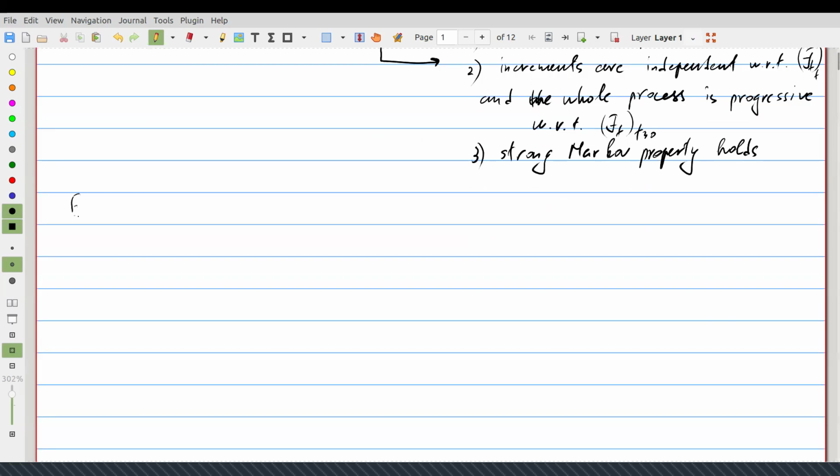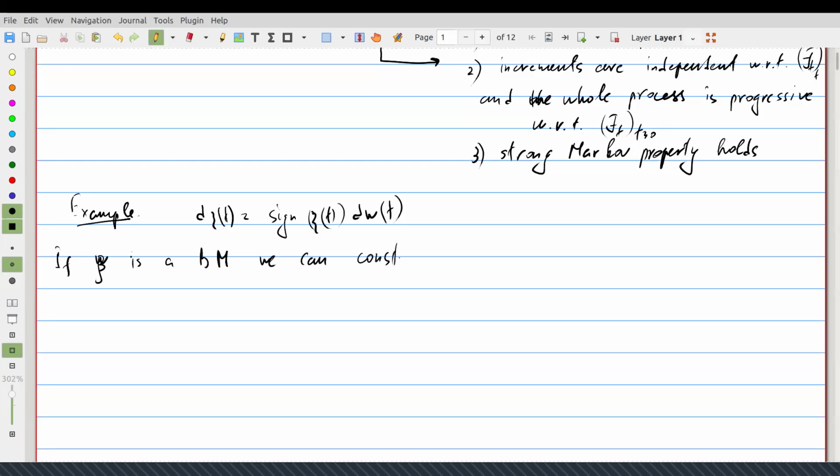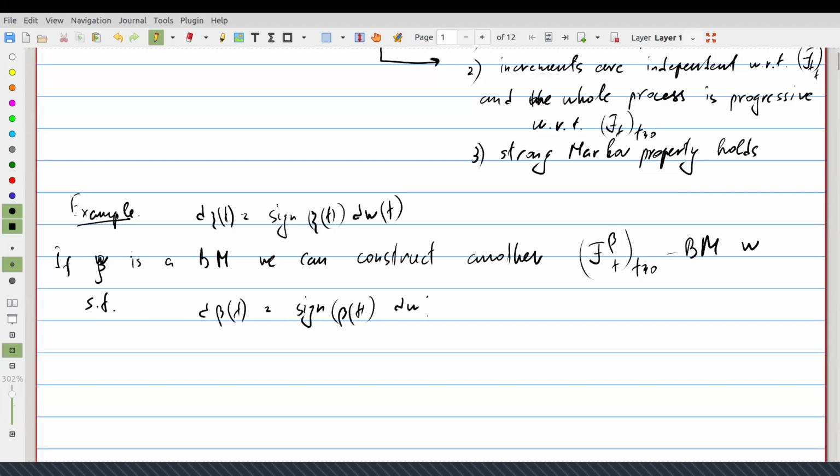And we considered an example, let me recall it, of a stochastic differential equation, d psi(t) equals sign(psi(t)) dW_t. And we showed that if beta is a Brownian motion, we can define as a stochastic integral with respect to this motion another Brownian motion W such that d beta_t is exactly sign(beta_t) dW_t.